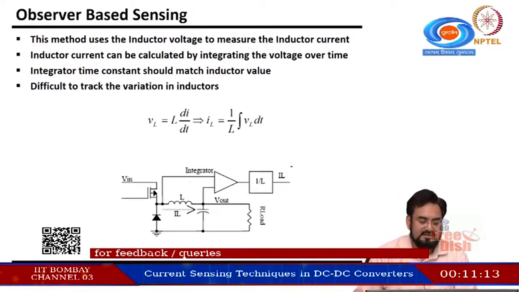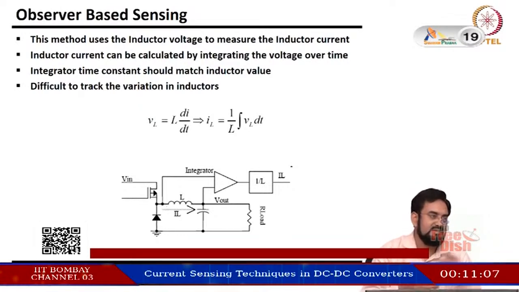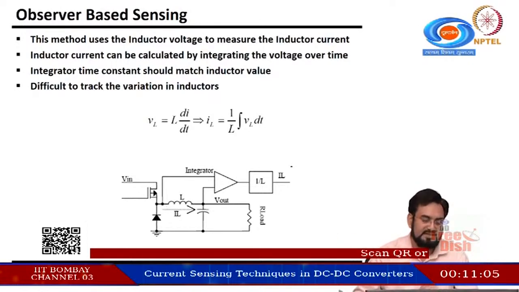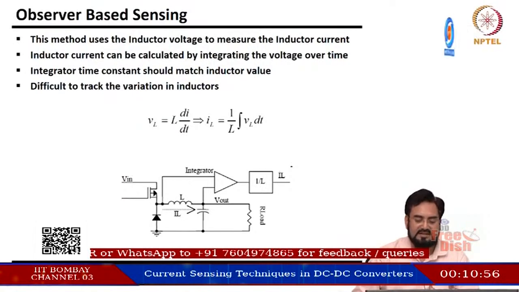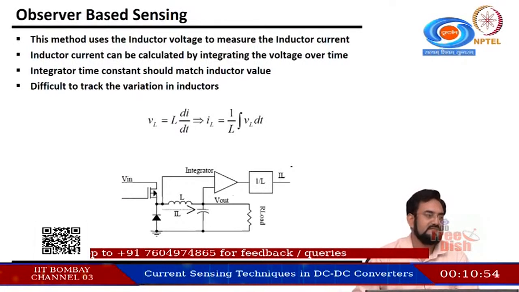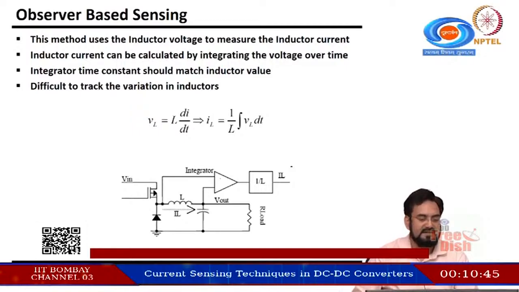So this is your observer based sensing. So we know that the inductor current is the integrated version of the voltage across it. So what you do, we take the voltage and put another integrator and multiply it by 1 by L, which is the gain of the integrator, you can say. So you will get the same current here. But this is only true if there is no loss in the inductor. The moment you have a loss, this integrator will saturate, okay.